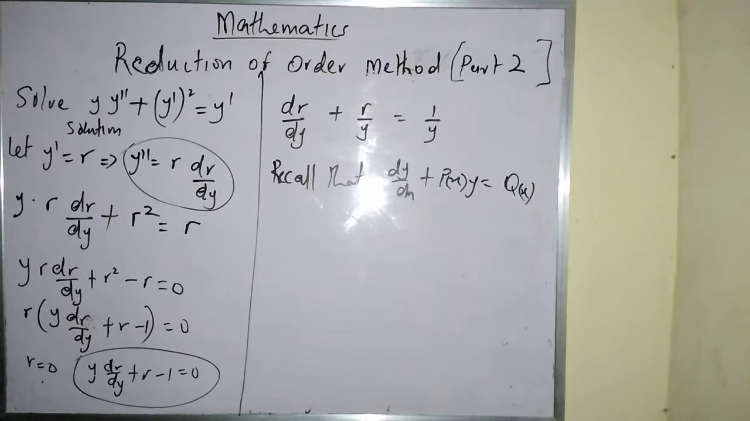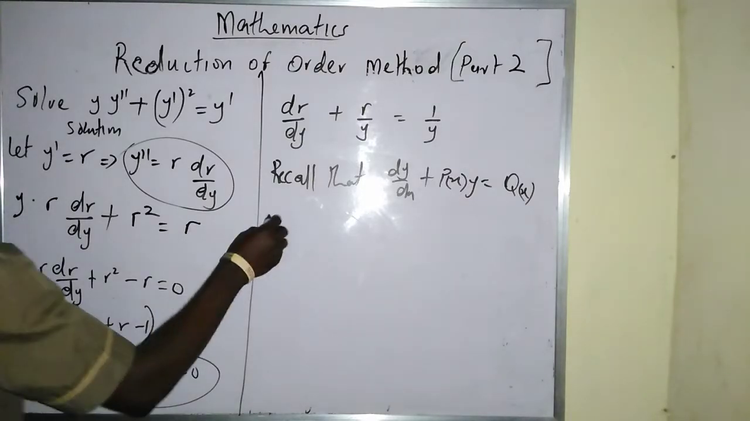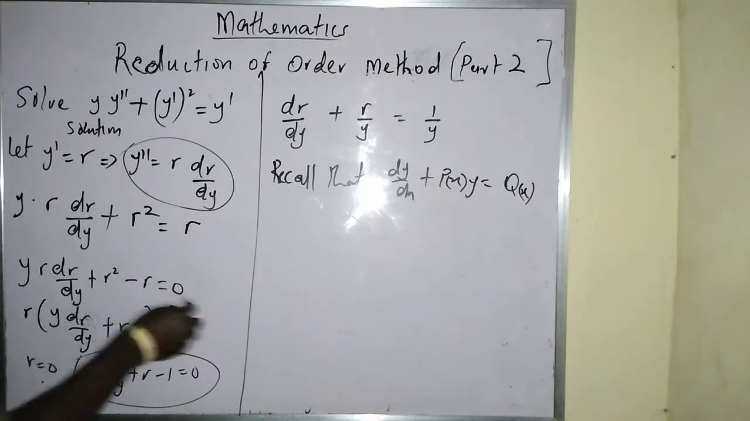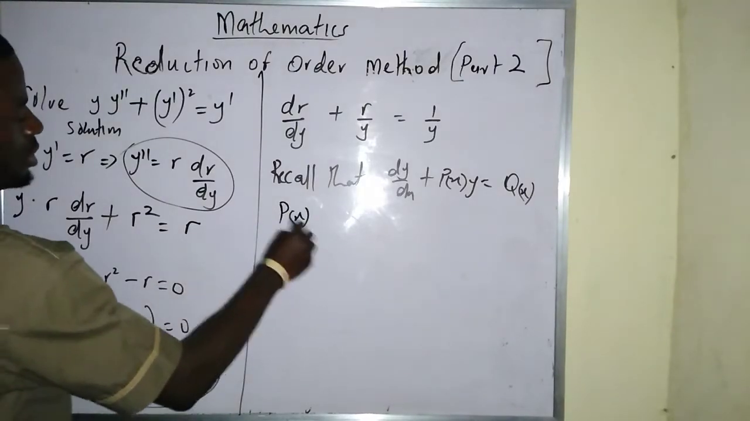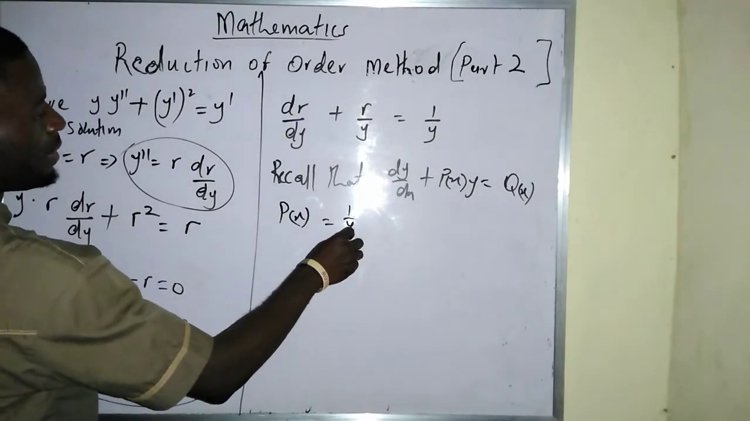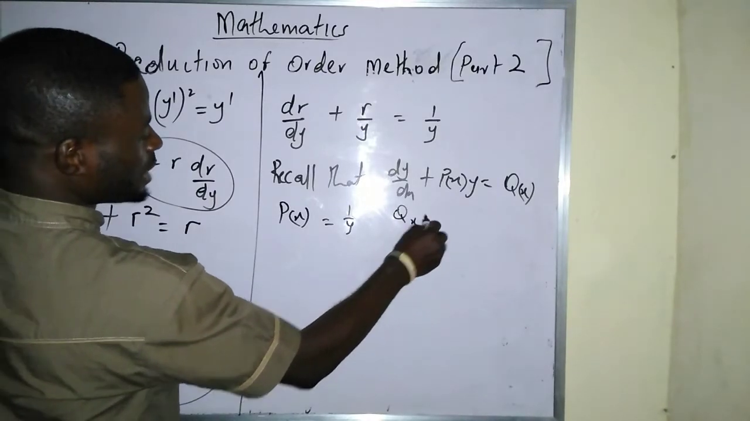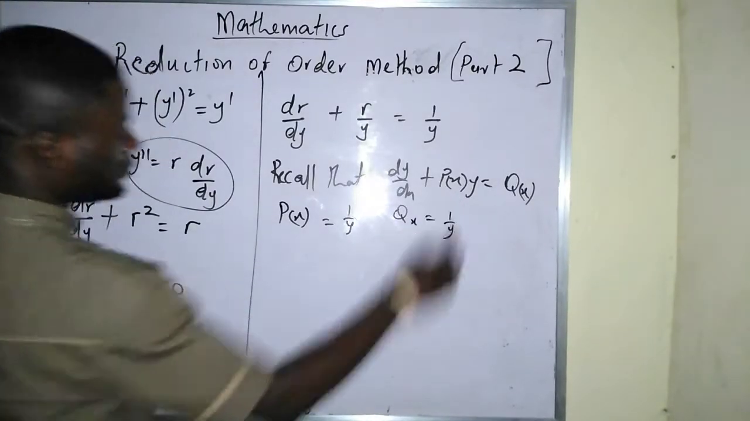Now, since I have this, I can say what my integrating factor is, which is my function. What is my p? What is my p? P of x is equal to 1 all over y. My q of x is also equal to 1 all over y.